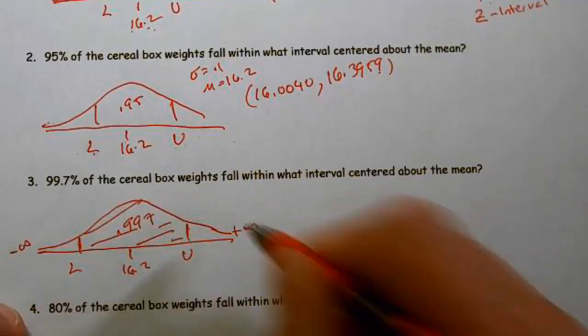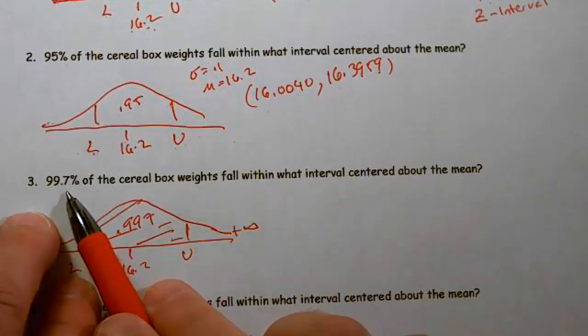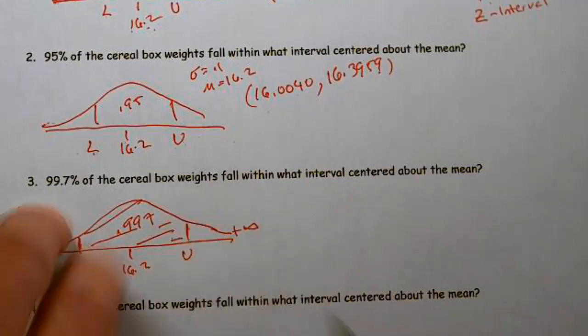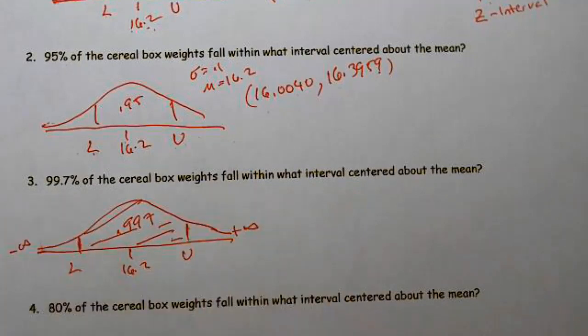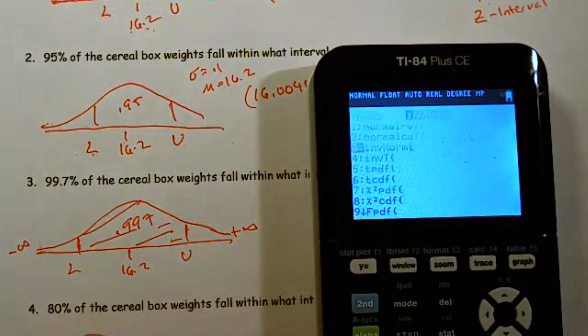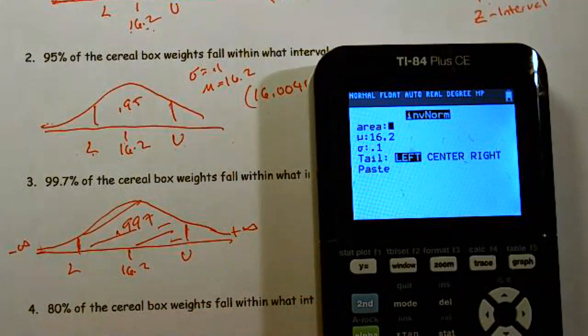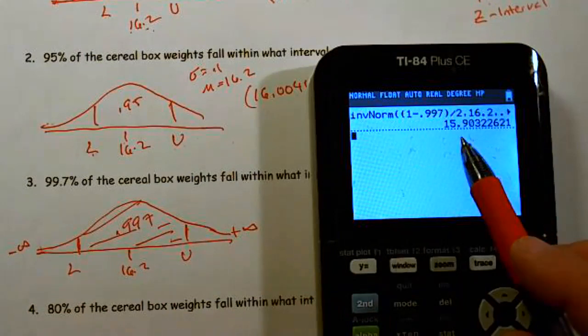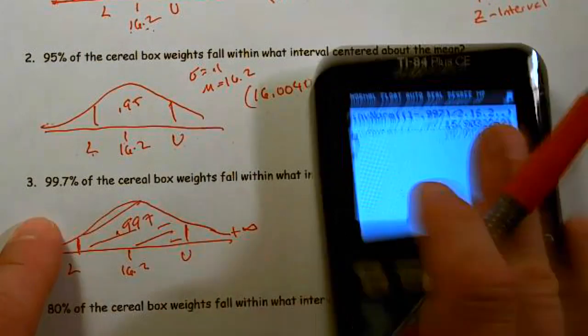Should probably put those on all of them. They're giving us a percent. If they give you a percent, you're using an inverse norm. All right. So here we go. Second vars, inverse norm, parenthesis, 1 minus 0.997, close parenthesis, divided by 2. 16.2. And we get 15.9.